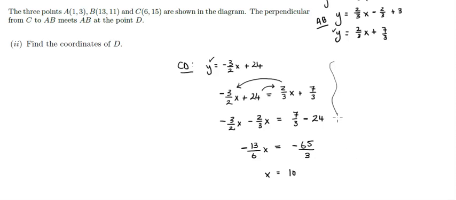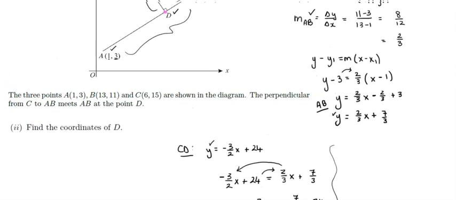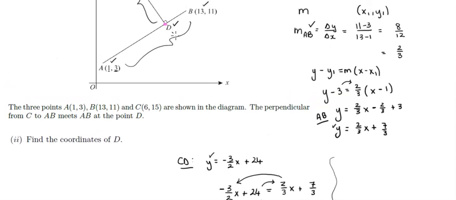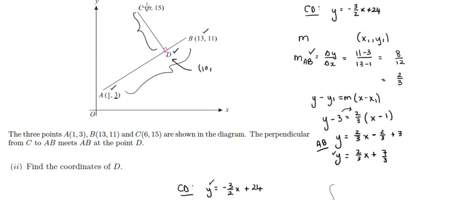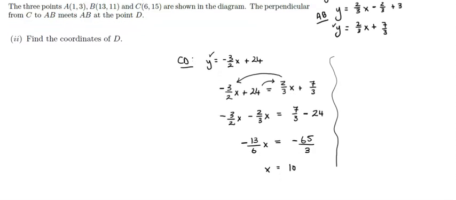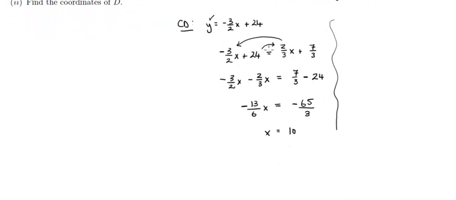And now we just need the y value of our D point. So we know this D coordinate has an x of 10. And because AB and CD meet at the same point, they'll have the same y value when x is 10, so we can sub the 10 into either equation of AB or CD. You can choose which one is the easiest. In this case, we're just going to sub it into CD.